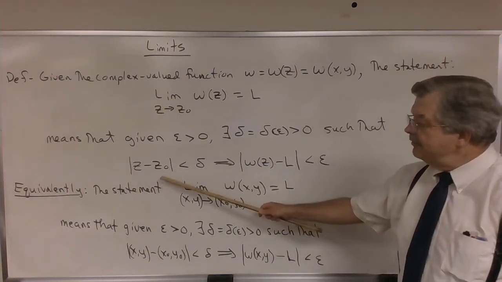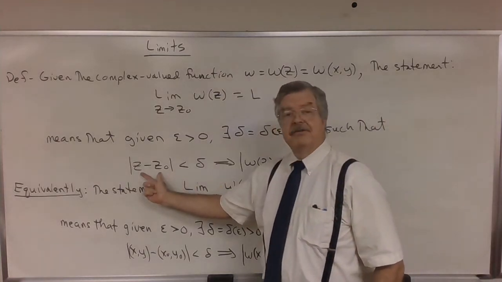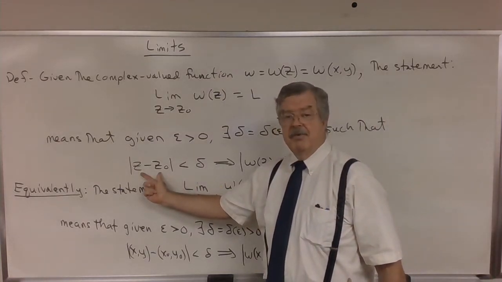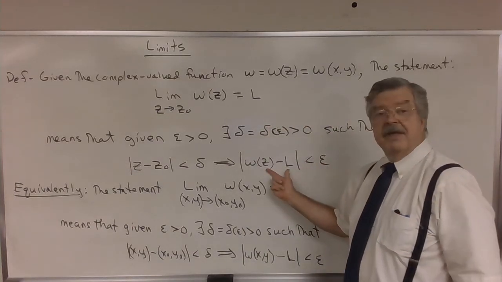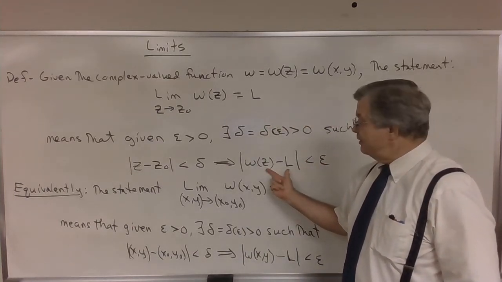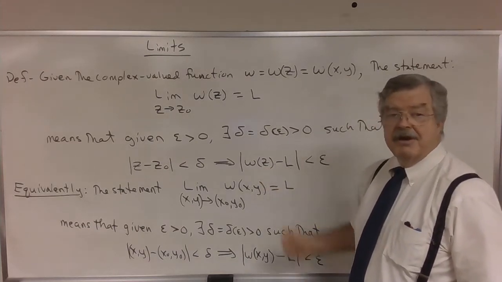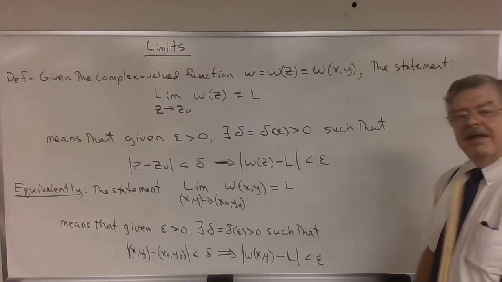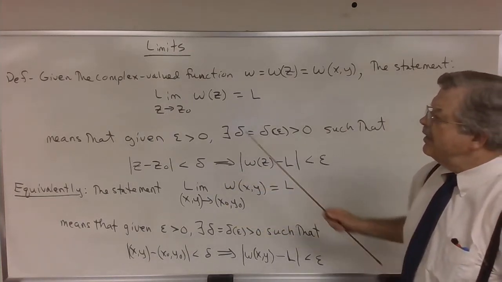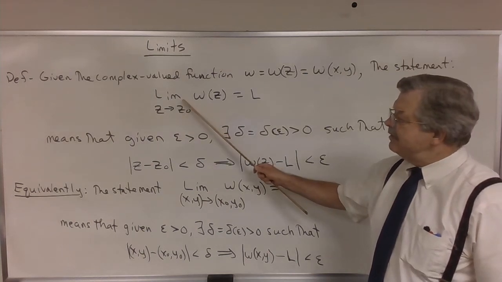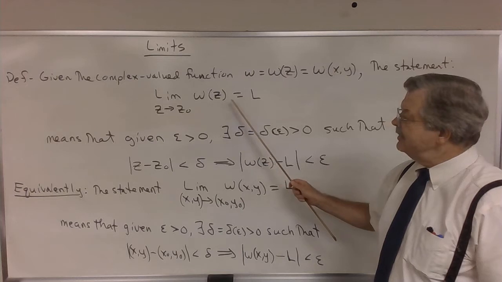First of all, notice what this is. This is the distance between Z and the point Z naught. Notice what this is. This is the distance between the function W of Z and the complex number L. And we'll get back to that in just a second. What does this statement mean? The limit as Z approaches Z naught of W of Z equals L.